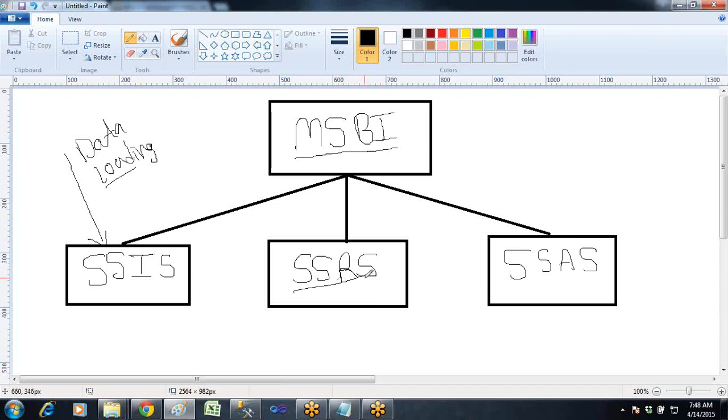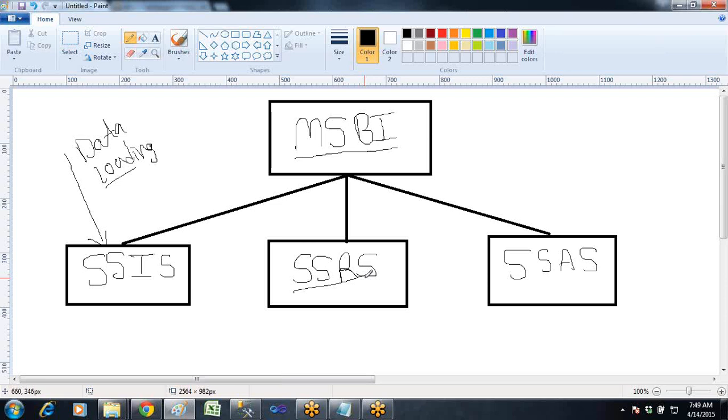Whatever data you have collected from all the sources, SSRS is the tool or technology which is mainly used to represent the data. Representation is nothing but displaying the data. So in order to display the data, we can use SSRS technology.